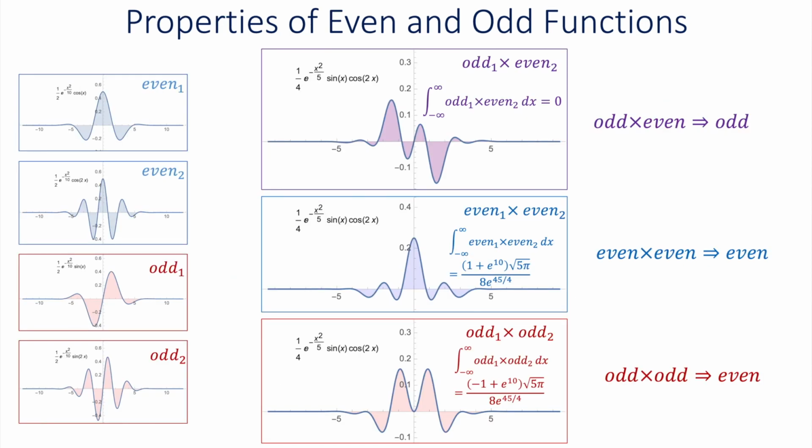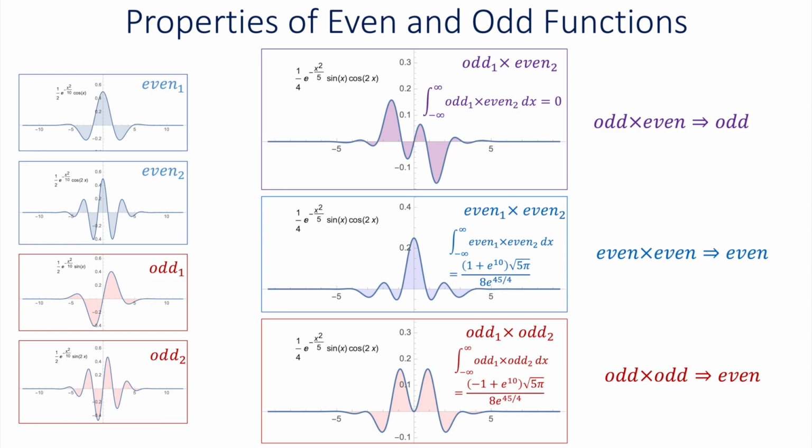And speaking of multiplying functions together before integrating them, an interesting relationship here is that if you multiply an odd function by an even function, that gives you an odd. If you multiply even by even, that gives you even. And if you multiply odd by odd, that gives you even. And of course, I didn't want to just tell you this rule and have you just believe me. I wanted to show you examples.